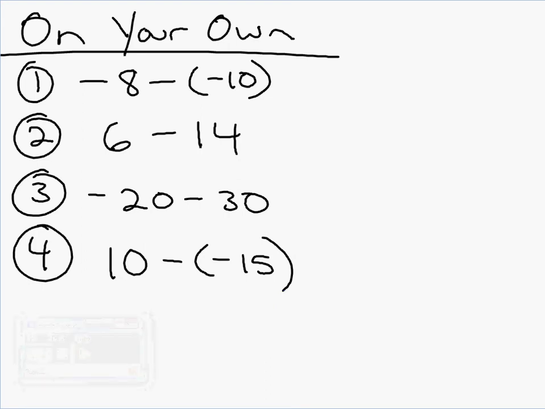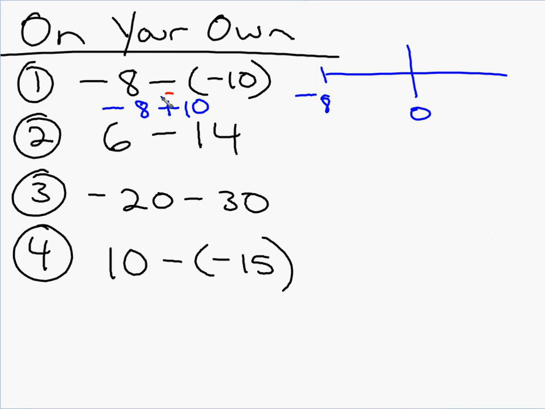All right, let's see how you did. The first problem I have to rewrite as negative 8 plus 10. Now remember what I told you. The number line will take you home. All right, so if I start, here's 0, here's negative 8. If I go 10 units to the right, because I'm adding 10, I'm at positive 2. The answer to this first one is 2.